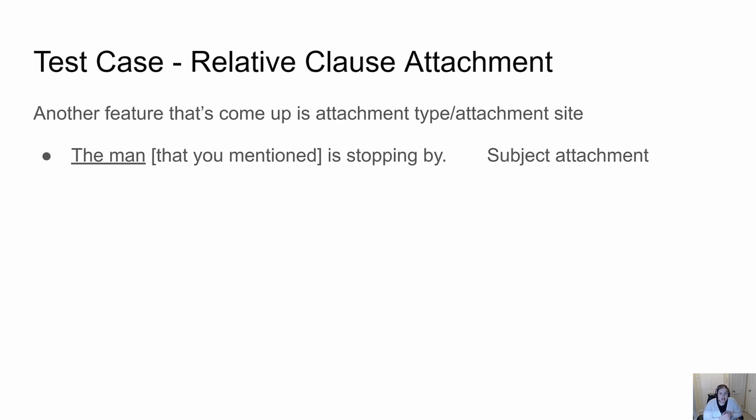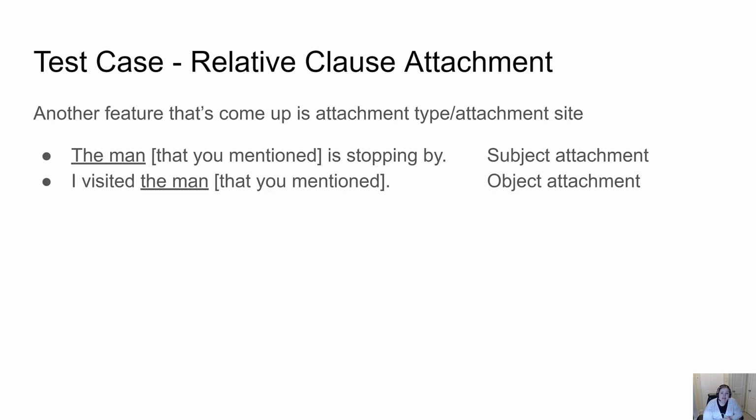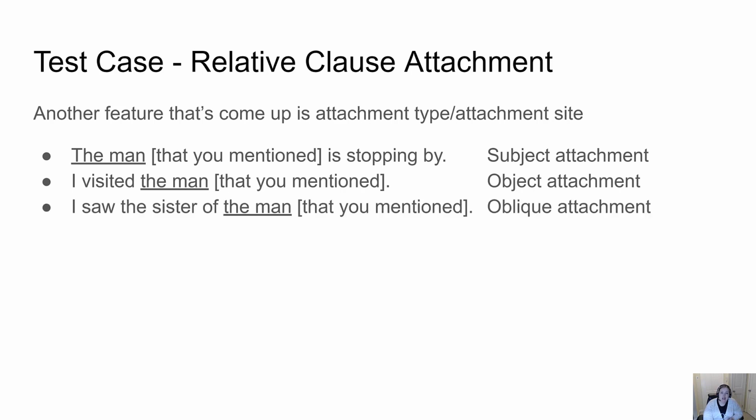Consider these three. The man that you mentioned is stopping by. I visited the man that you mentioned. I saw the sister of the man that you mentioned. That relative clause, that you mentioned, is exactly the same in every case. In fact, if you refer back to the previous slide, that you mentioned is an object relative clause, because if I were to pop that trace back in, it would be right after mentioned, because you mentioned the man. Now, what it's attached to differs, and putting them in a row, I believe, is going to make this the most clear.